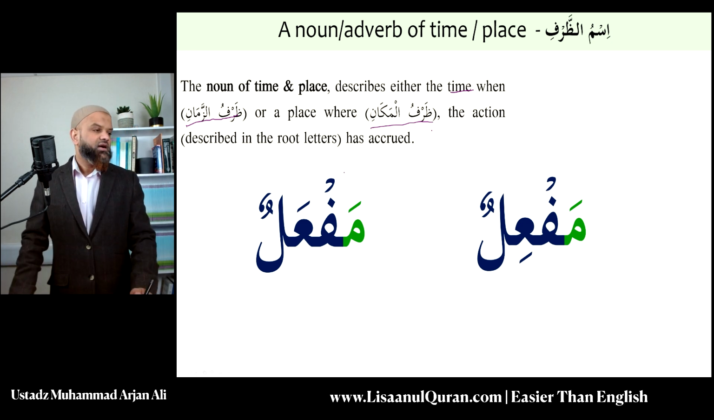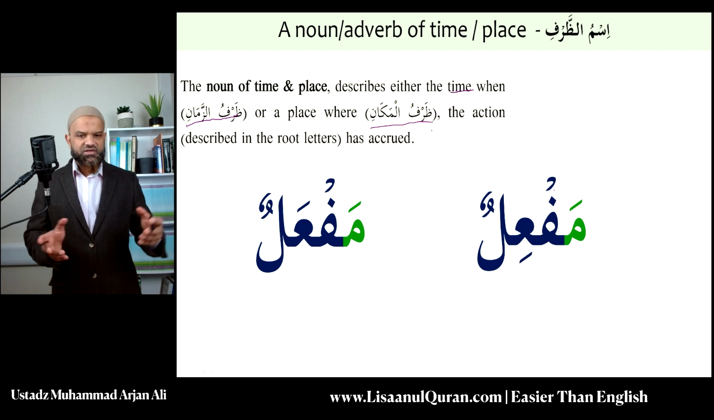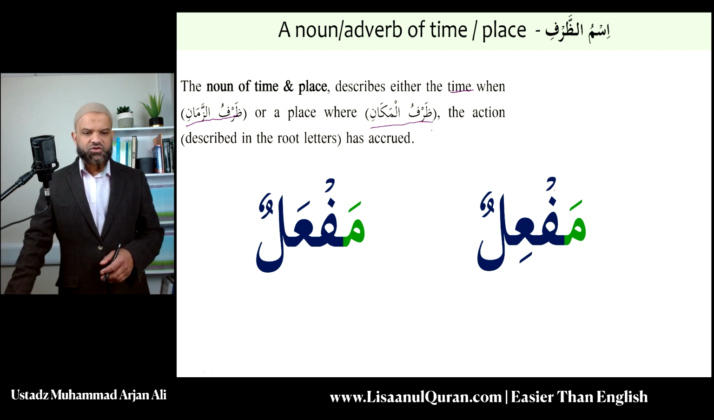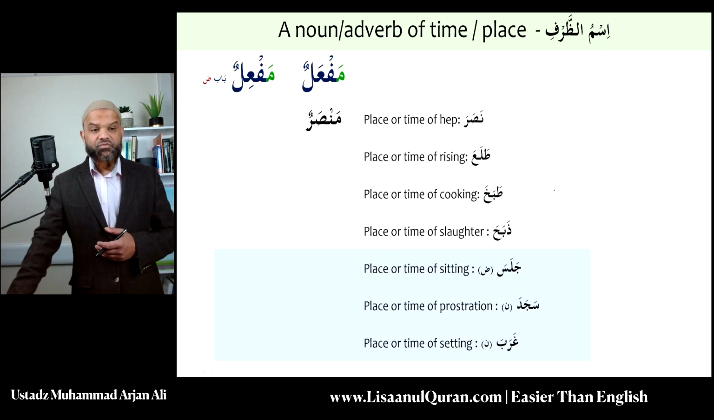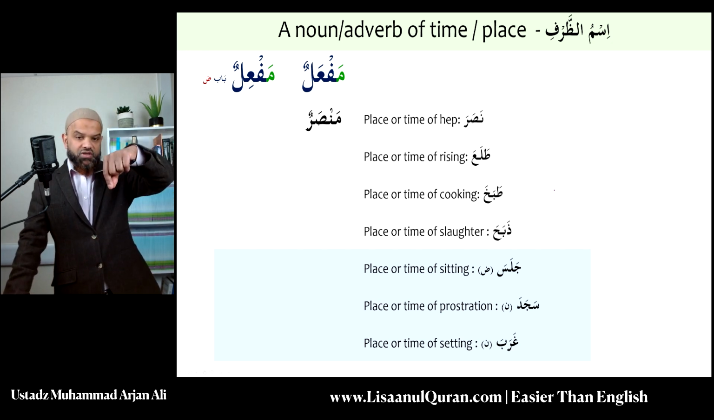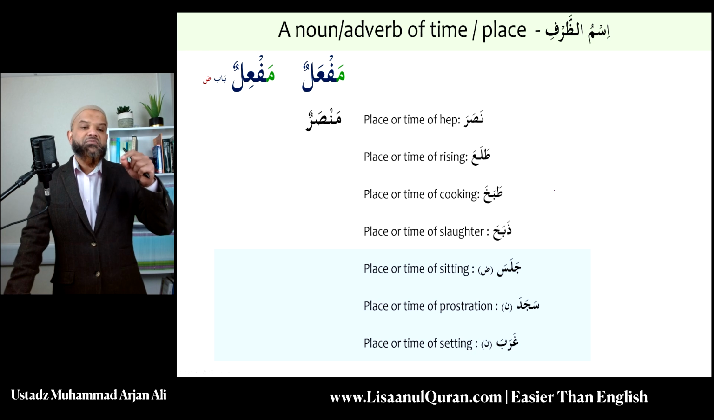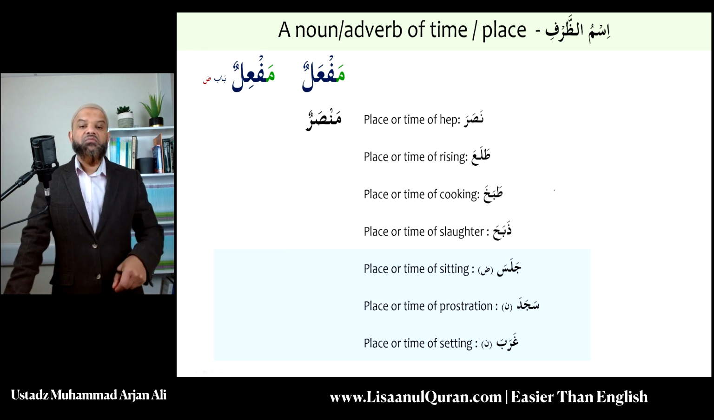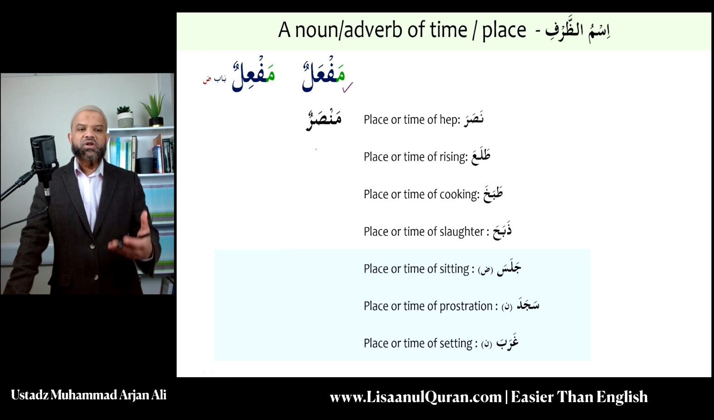It has two patterns. One or the other is either maf'ilun or maf'alun. These again, please note, the meem is the addition. The three root letters are given here on the screen for you, represented by fa, ain, and lam. So let's look at some examples. Nasara, he helped. Yansuru, he helps. Nasirun, the one who helps. Mansurun, the one who is being helped. This is what we've just done. But the place or the time of helping will be mansarun, following this pattern here, which you can see. Mansarun, meaning the time or place of helping.